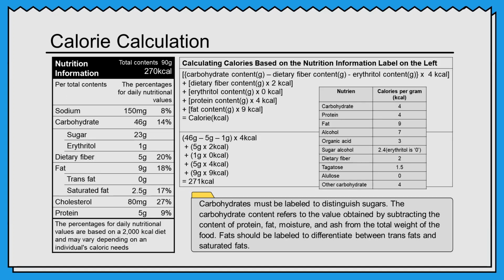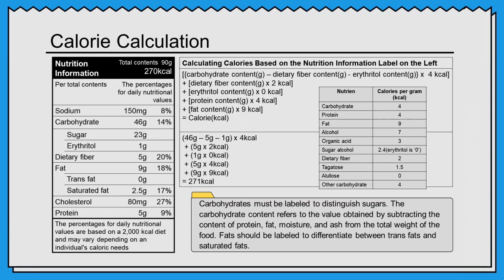We will calculate the calories based on the nutrition table. In this table, dietary fiber and erythritol are listed separately within carbohydrates. Since the caloric content per gram differs for dietary fiber and erythritol compared to carbohydrates, we calculate the carbohydrate calories by subtracting the content of dietary fiber and erythritol from the total carbohydrate content, and then multiplying by the 4 kilocalories per gram of carbohydrate listed in the right-hand table.